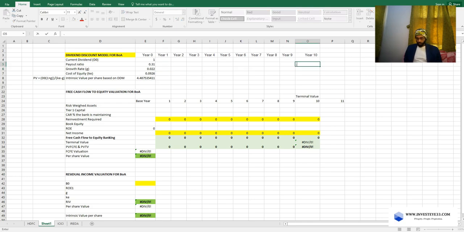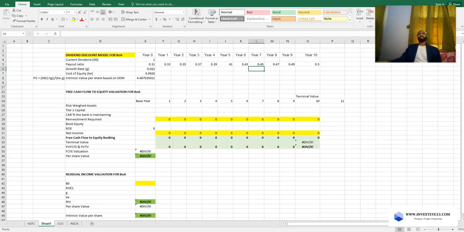So let me write here 0.5, and in between these numbers are distributed. So 0.33, 0.35, 0.37, 0.39, 0.41, 0.43, 0.45, 0.47, 0.49 and 0.5. So I have made this assumption that the dividend payout ratio will go up to 50%, then it will become constant. And now something interesting happens, friends.